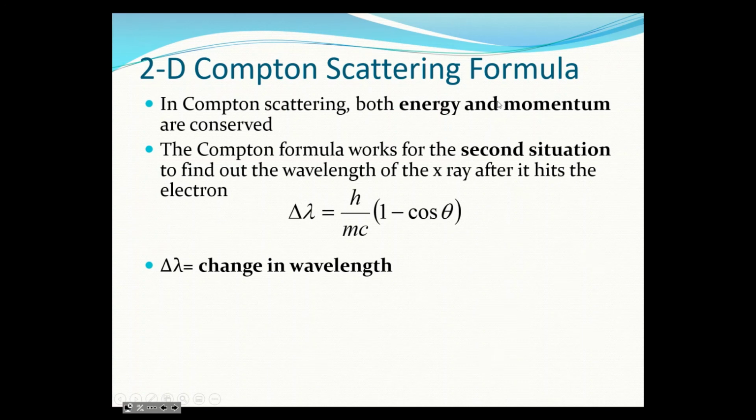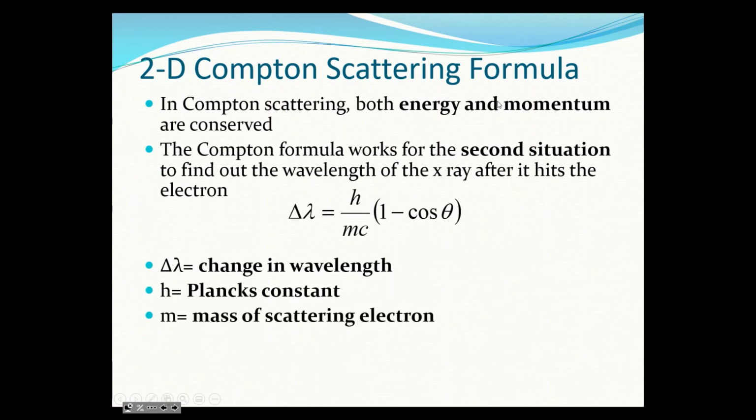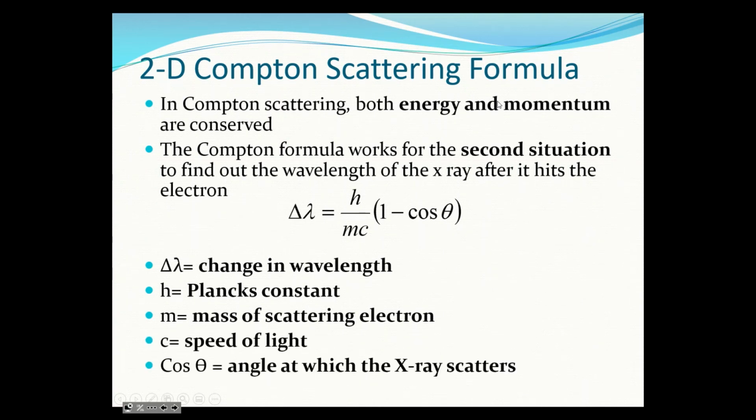Delta lambda is our change in wavelength, h is Planck's constant, m is the mass of our scattering electron, c is the speed of light, and cos theta is the angle at which the X-ray scatters. A couple of mistakes people make: you have to use 6.63 times 10 to the negative 34 joule seconds for Planck's constant, because it has to be in joules. The mass is the electron, but the angle is the angle the X-rays are scattered at.